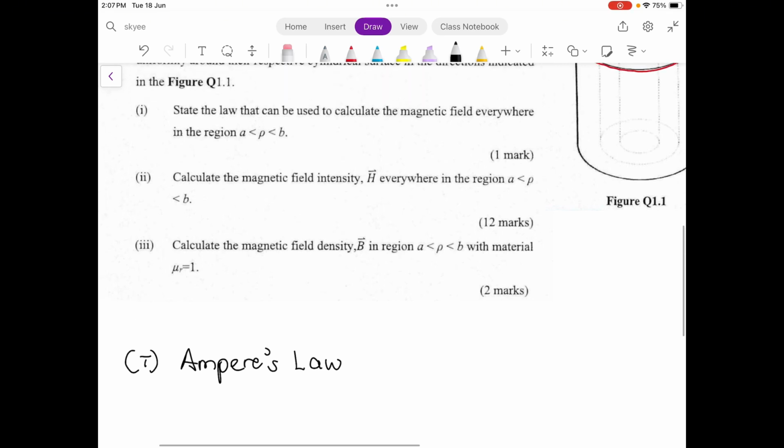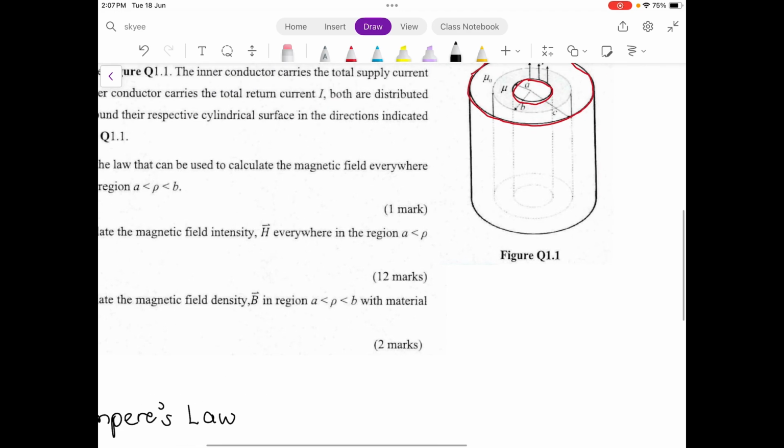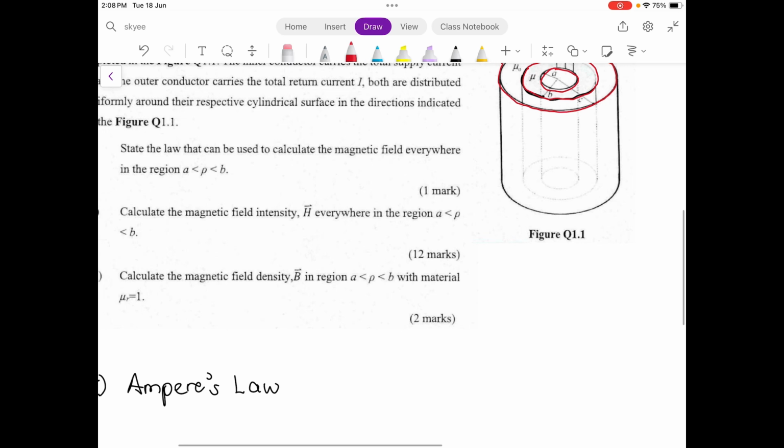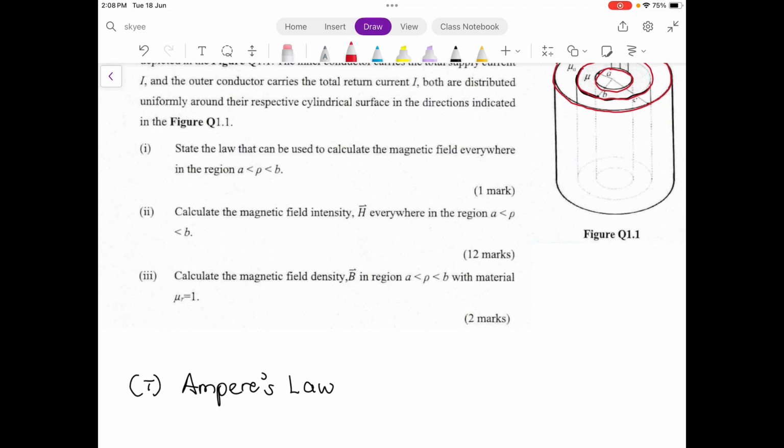Next one is to calculate the magnetic field intensity everywhere in the region in between A and B. See, A is here, B is here. So you have to calculate the magnetic field here.